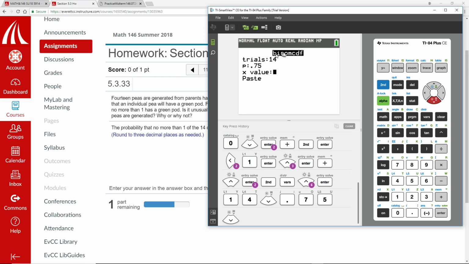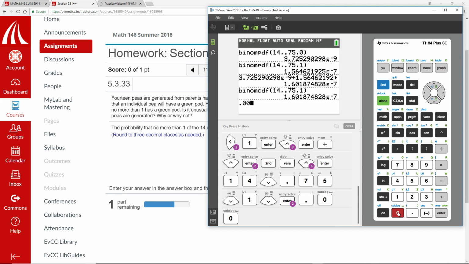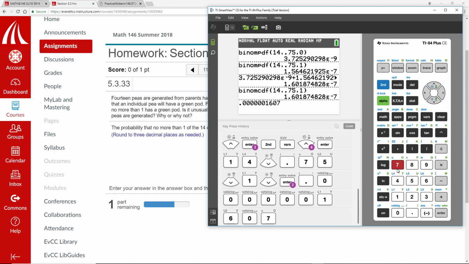Now, because this is binomial CDF, I want from 1 all the way down to 0. So I'll put in 1, and it will calculate the cumulative probability for me. And it turned out to be equivalent to that previous one. They're both the same. Now what is that? That's 0.000001607, or no, 16018.